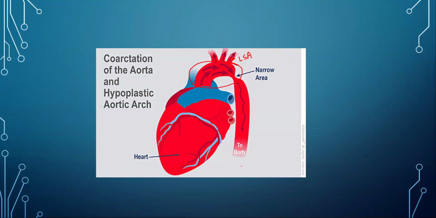So sometimes in coarctation of aorta, if you check their blood pressure, you will see a marked discrepancy between their upper extremity and lower extremity blood pressure. Normally, upper extremity blood pressure is less than the lower extremity blood pressure. But that will be reversed in coarctation. So in coarctation, upper extremity, that means upper arm blood pressure, will be higher than lower leg blood pressure. Okay? So that's one of the main findings.